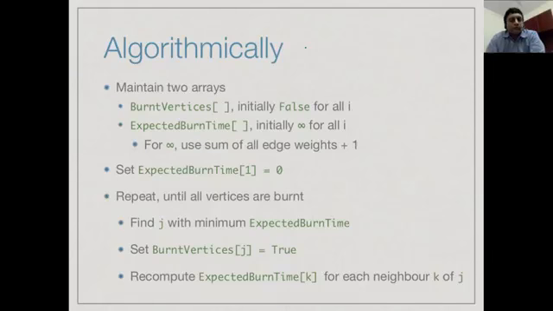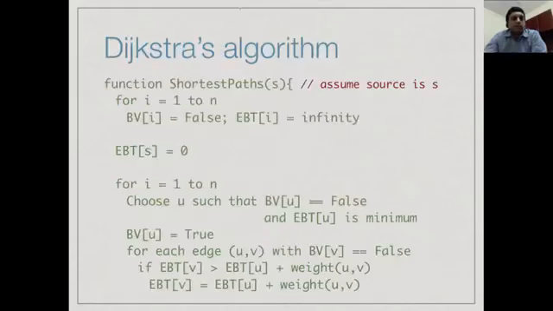Now we start with the source vertex, which we assume is 1, and set its expected burn time to 0. And now we repeatedly look at the smallest expected burn time, burn it next, and reset the expected burn time for all its neighbors to the minimum of the current burn time of that neighbor and the burn time through this vertex. So this is a very simple algorithm. Here it is in pseudocode.